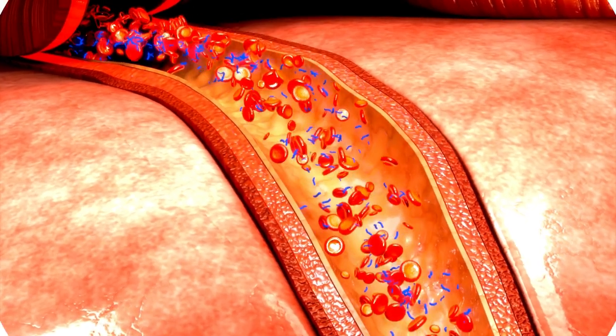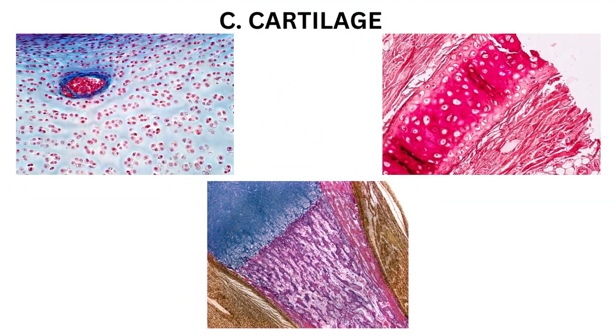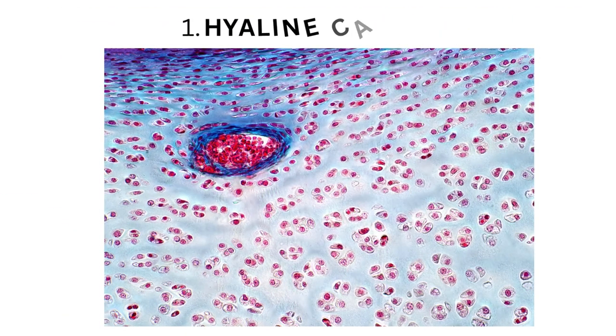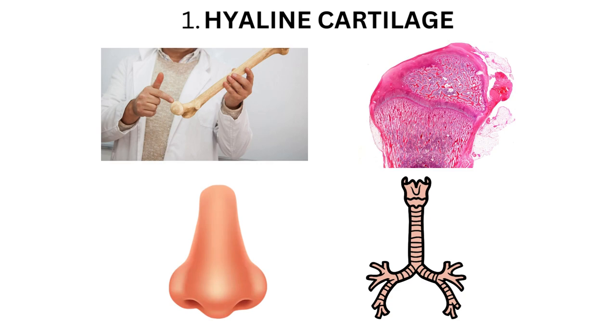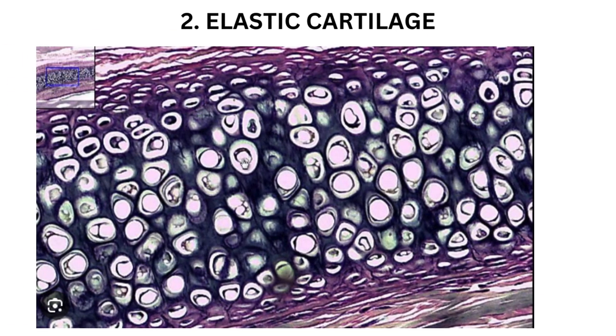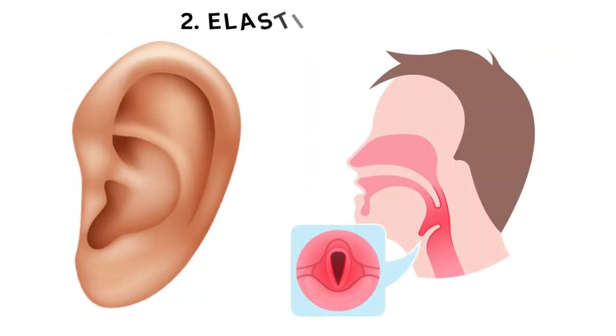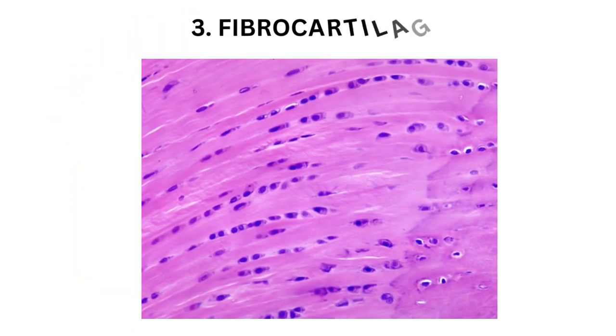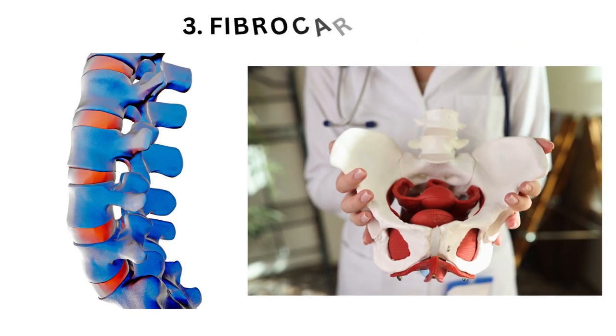C. Cartilage. Firm and flexible tissue with a matrix containing collagen and elastic fibers. Subtypes include: 1. Hyaline cartilage, found in the ends of long bones, the nose, and the trachea. 2. Elastic cartilage, contains more elastic fibers and is found in the external ear and epiglottis. 3. Fibrocartilage, contains dense collagen fibers and is found in intervertebral discs and certain joints.